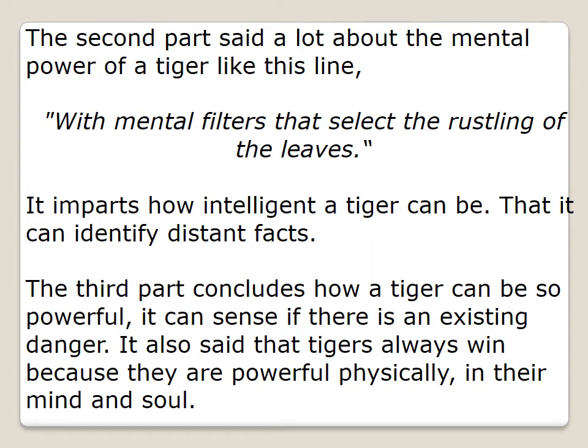In the second part, the mental power of a tiger is described. Look at this line. With mental filters that select the rustling of the leaves. So this does not only tell that the tiger has sharp sense of hearing, it also tells that it is mentally very fit. It is able to distinguish that which are the sounds of the leaves just moving in the wind and which are the sounds of actually some prey coming forward or some danger coming forward. It tells us how intelligent a tiger can be. He can identify the distant facts, the things that are quite distant from him.